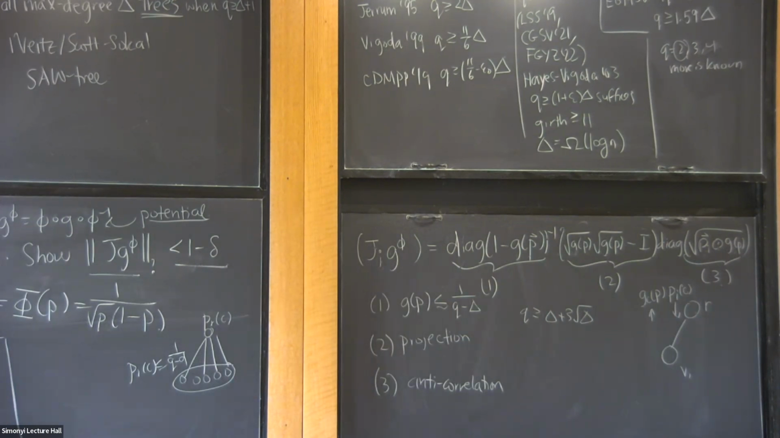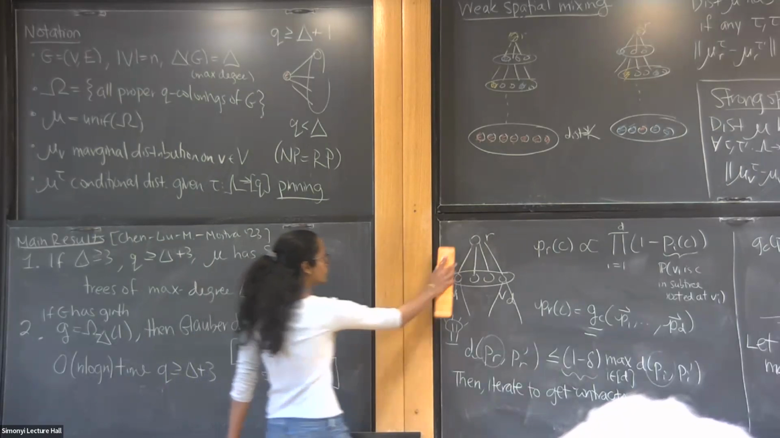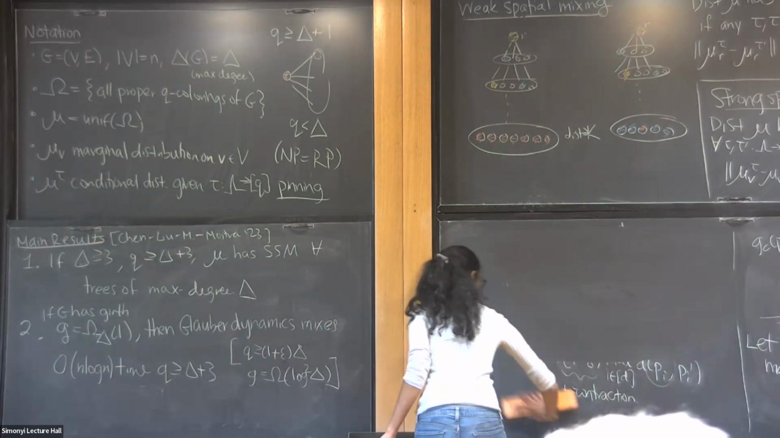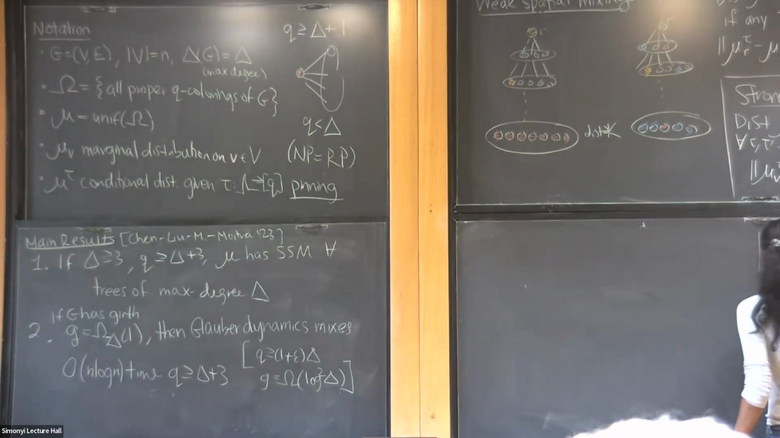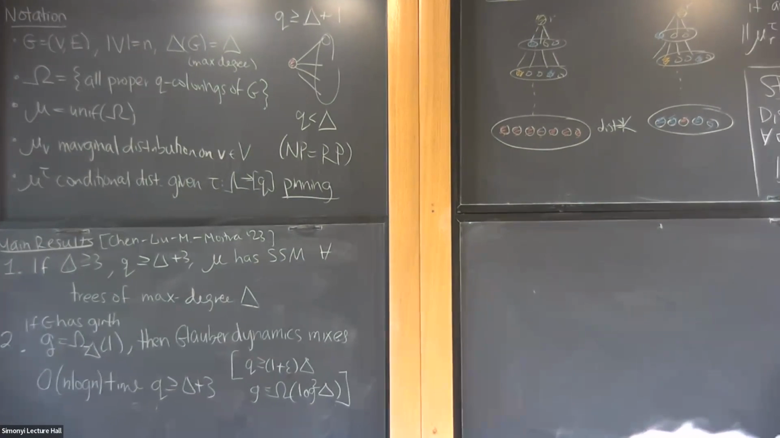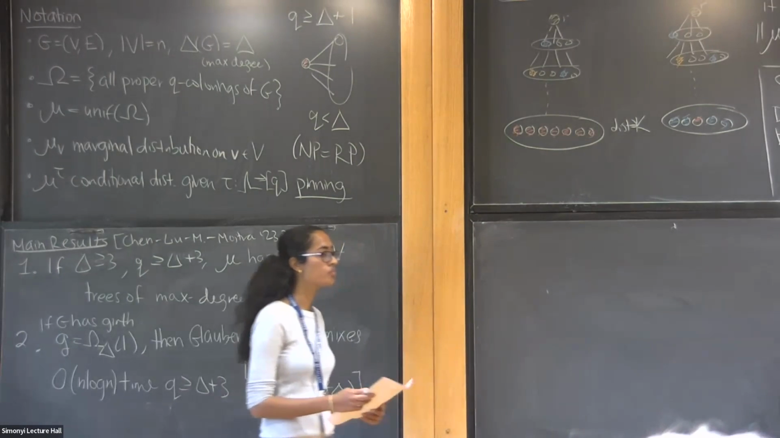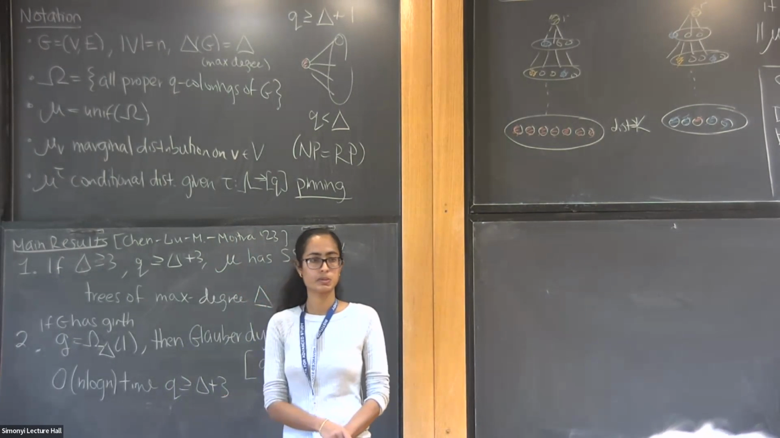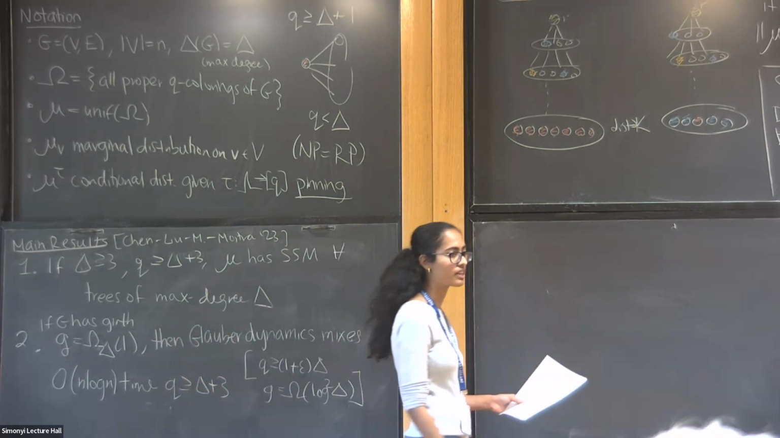Okay, then maybe for the last few minutes, I'll tell you a little bit about result number 2, and why it's a little bit surprising and how we make progress. In order to do this, I have to tell you a little bit about how we actually prove that you can optimally sample. So for number 2, you're not assuming it's a tree. No, this is for all bounded degree graphs which have sufficiently high girth.